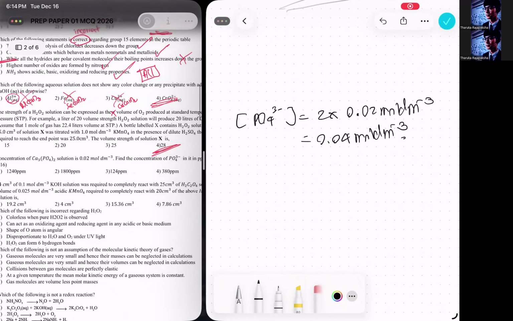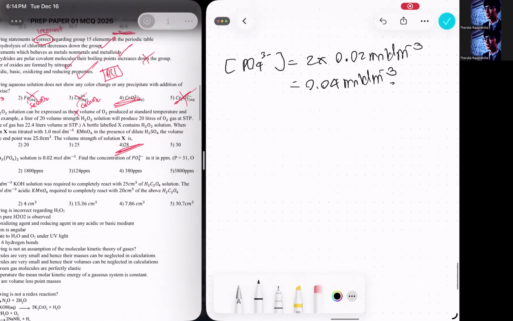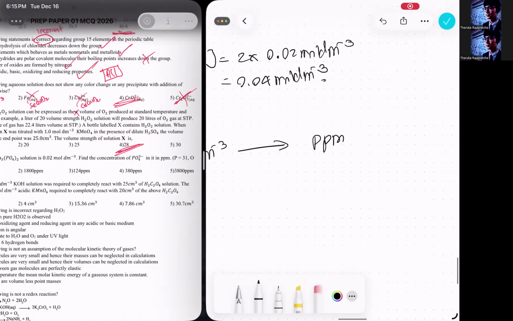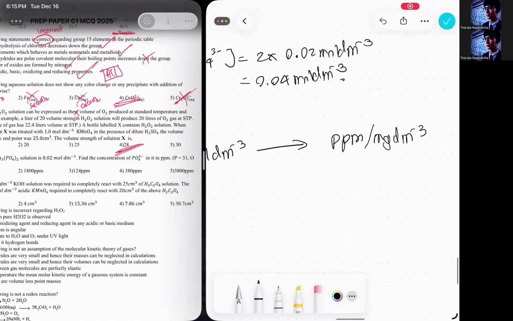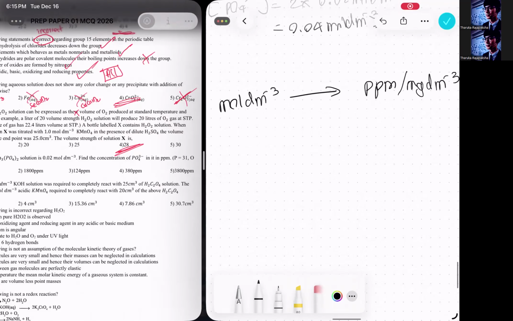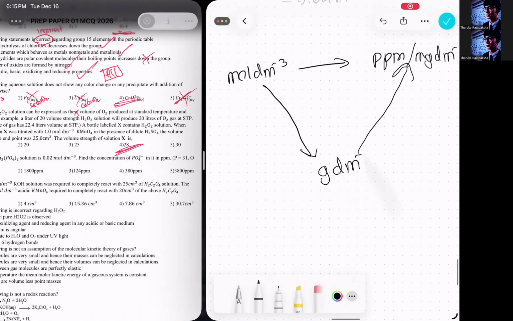Right. Yeah, they're asking it in ppm. Now, to convert mole per cubic decimeter to ppm, ppm is also called milligram per cubic decimeter. You have to convert this to milligram per cubic decimeter. That's what we do. And in the class, I will teach you how to do this. We are doing it in a triangular method. First, we have to convert mole per cubic decimeter to gram per cubic decimeter. From gram per cubic decimeter, you go to ppm or milligram per cubic decimeter.